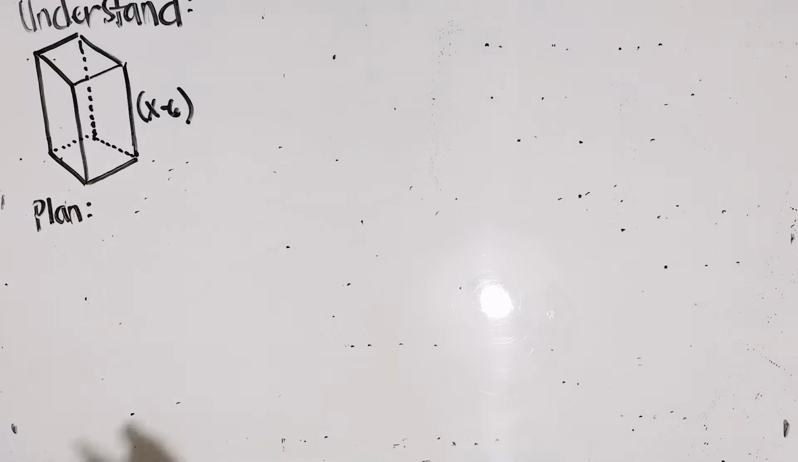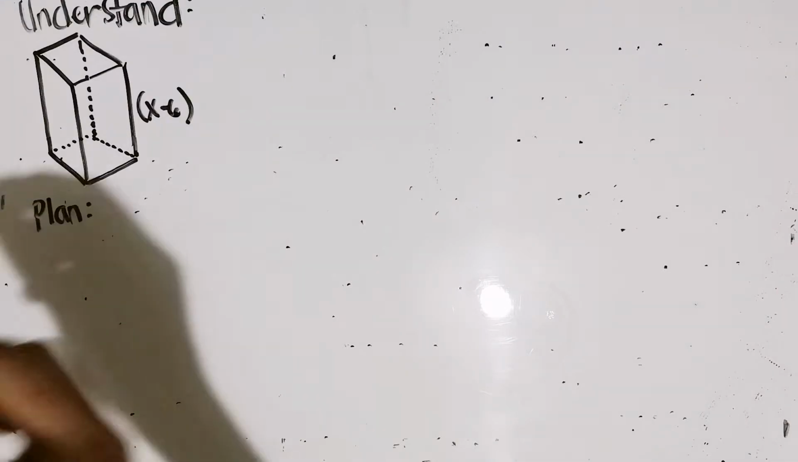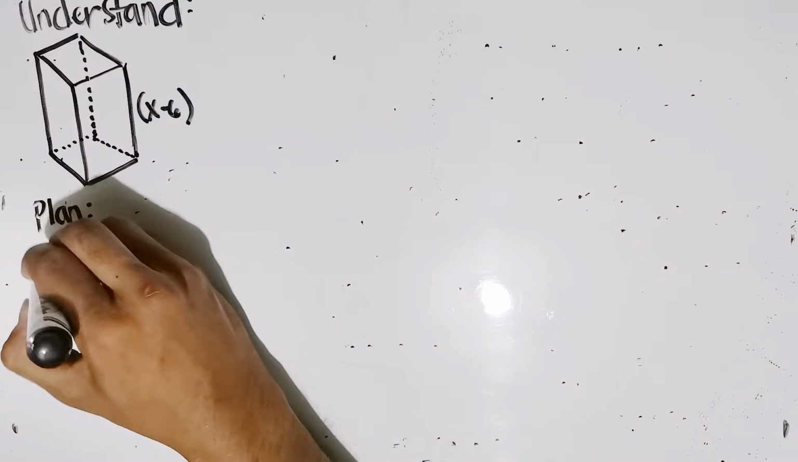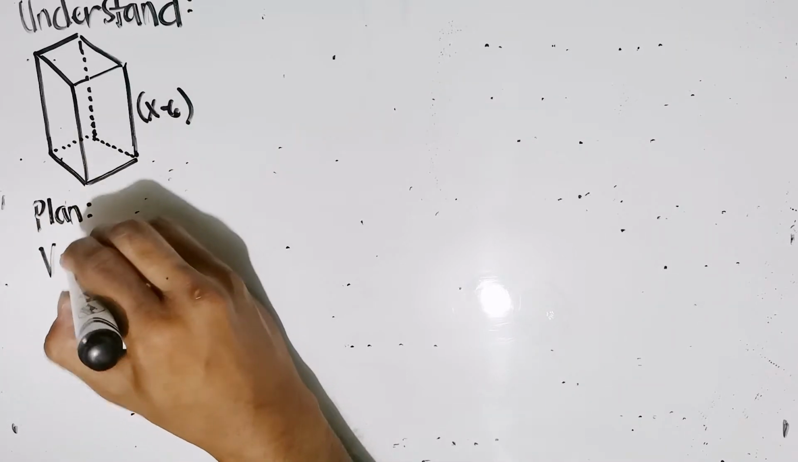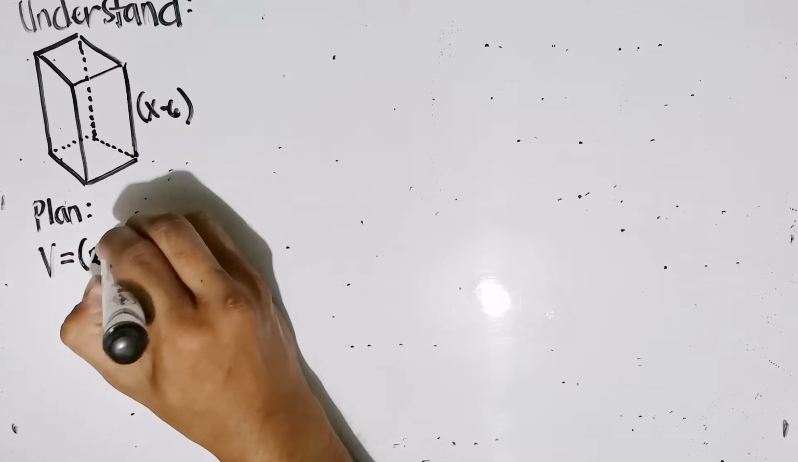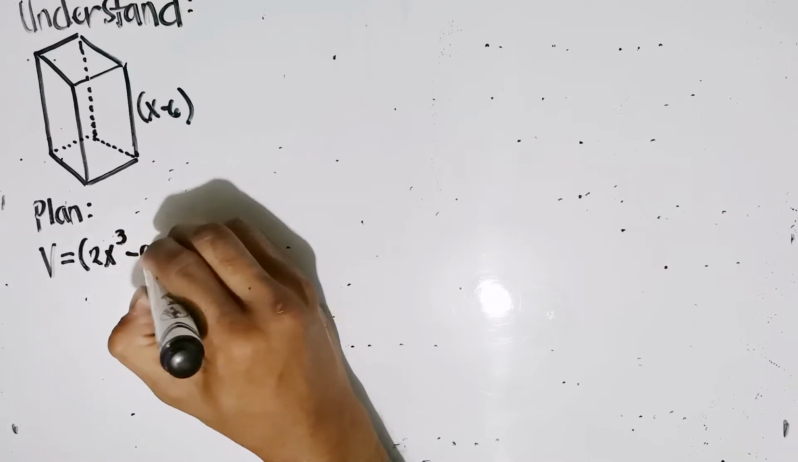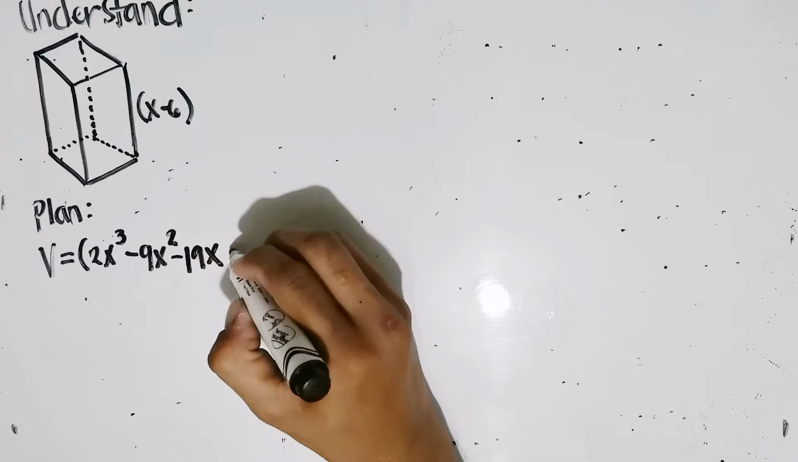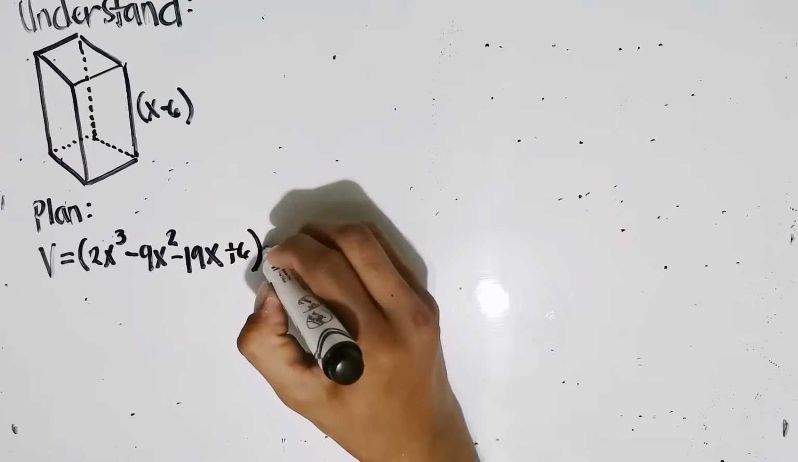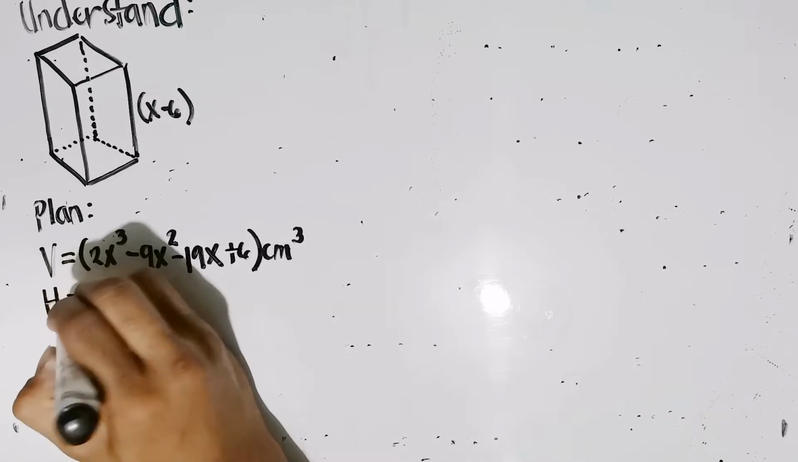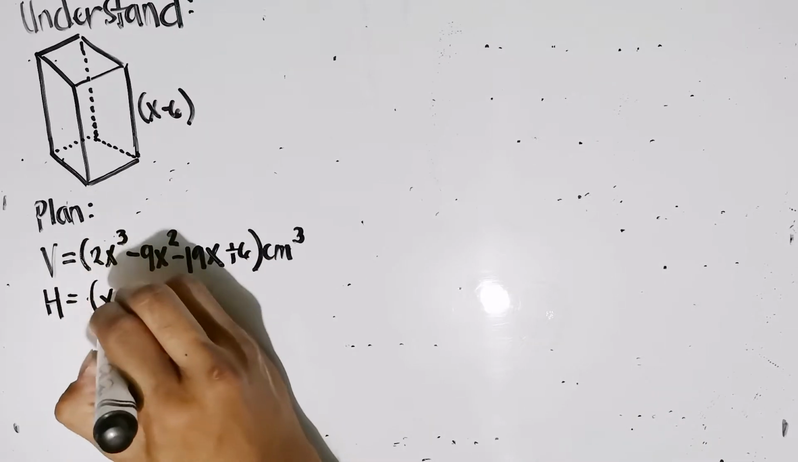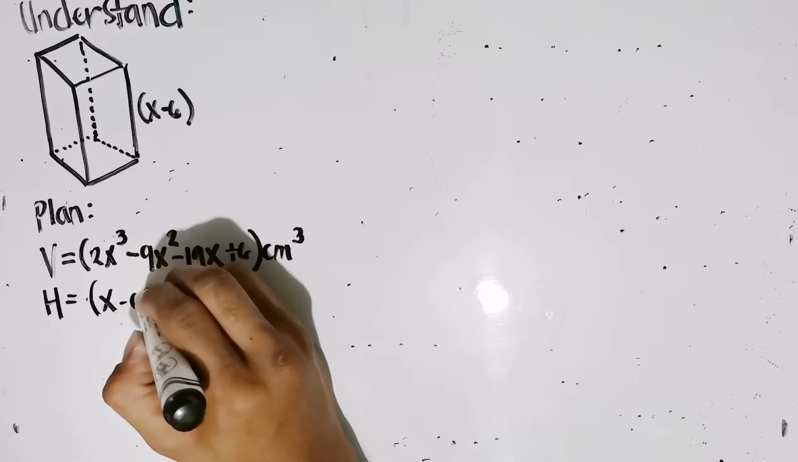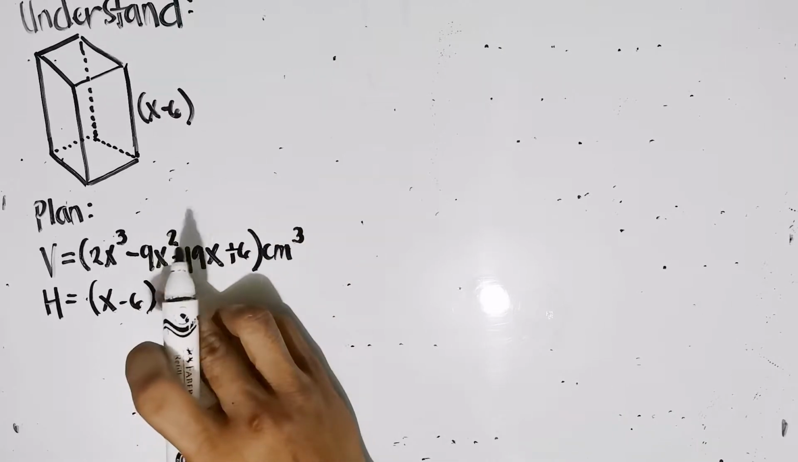We will write all the given. So we have the volume, which is 2x cubed minus 9x squared minus 19x plus 6 centimeters cube. And the height is equal to x minus 6 centimeters.